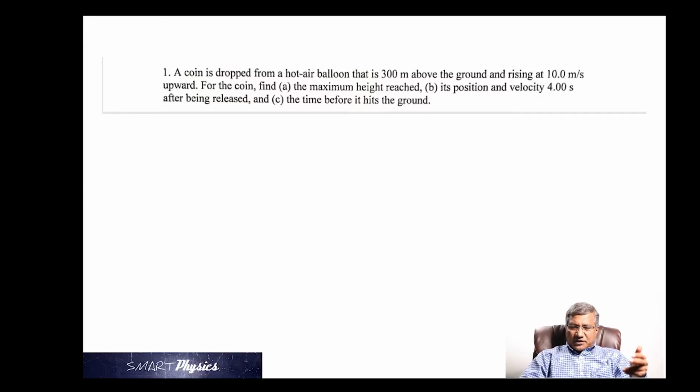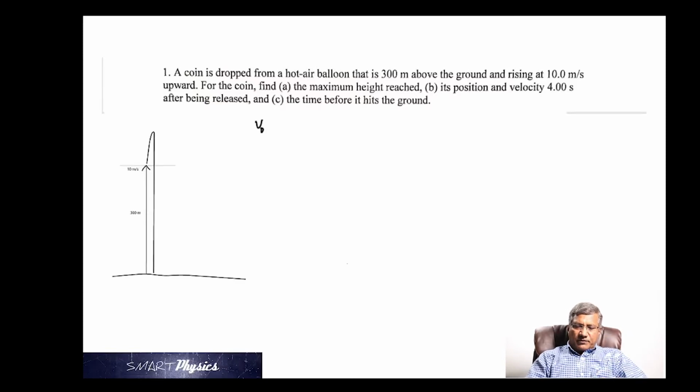So we have these two quantities, and in part A, we are asked to find the maximum height reached. We know that when the coin is let go, because it has an initial velocity of 10 meters per second, it's going to go up a little bit, hit the maximum height, and then come back down, as the diagram shows here. So the coin starts its journey from here, goes straight up, reaches a maximum height, and then falls to the ground. If we can find this displacement, we just need to add that to 300 meters, and we will get the maximum height of the coin from the ground.